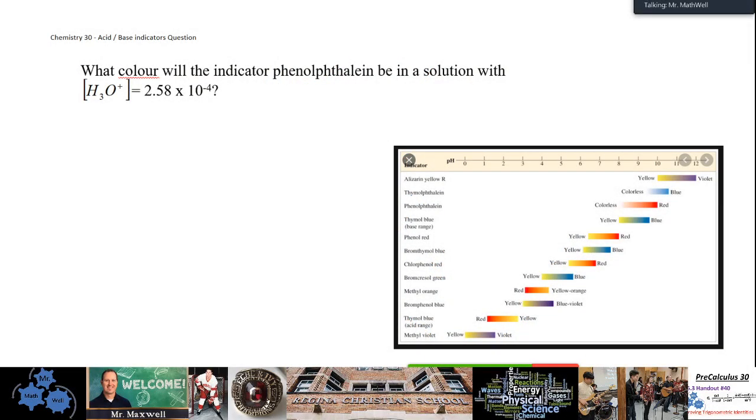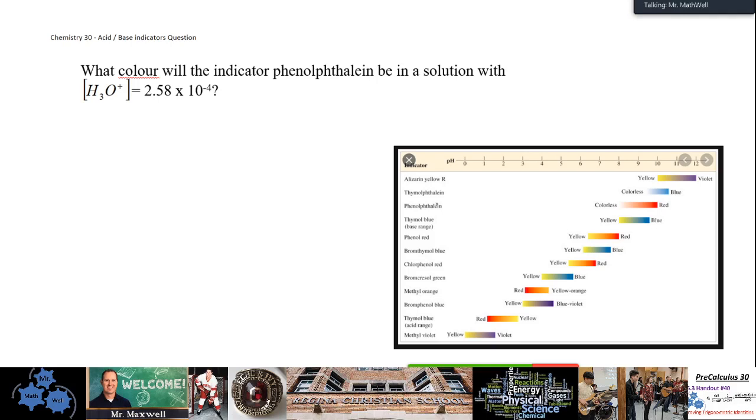Okay, so what we'll do here is take a look at this question. It says, what color will the indicator phenolphthalein be in a solution with a hydronium ion concentration of 2.58 times 10 to the negative 4? In your textbook, you'll have a list of pH ranges where indicators are a certain color within this pH range, and then they change to a different color at another pH range.